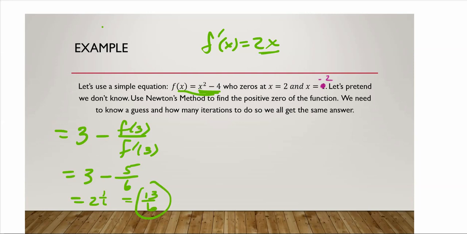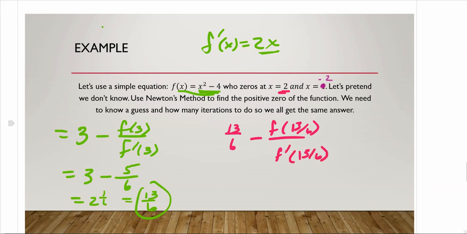So guess what this is? This is my new guess. So now remember, I know that the 0 is 2, and that guy is not 2. That's going to be 2 and 1/6. So let's do it again. So I'm going to take 13 over 6 minus f of 13 over 6 over f prime of 13 over 6. And we're going to need a calculator for this.